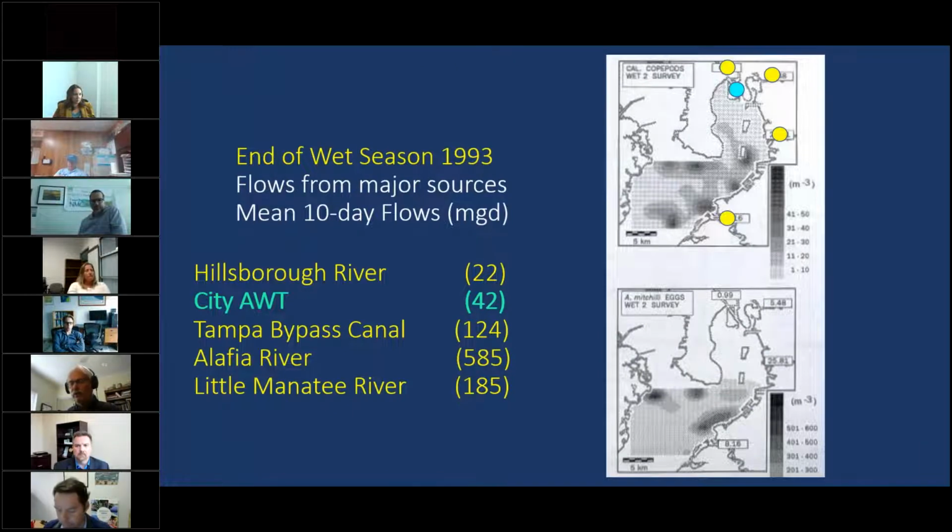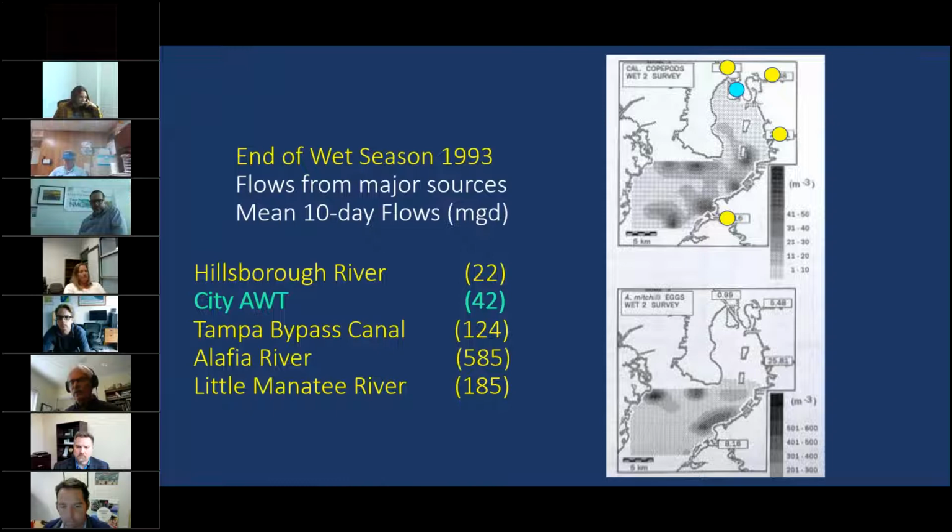And what I did here is I pulled the middle graph from the previous slide to this slide to illustrate the main sources of freshwater inflow during this project, which are shown by the dots in the top graph. Yellow represents the Hillsborough River and the Tampa Bypass Canal in the north. Blue is for the city's advanced wastewater treatment plant, and yellow again for the Alafia and Little Manatee Rivers to the south. What is shown on the table on the left are the average flows for these 3 water sources for 10 days prior to the wet season sampling in 1993.